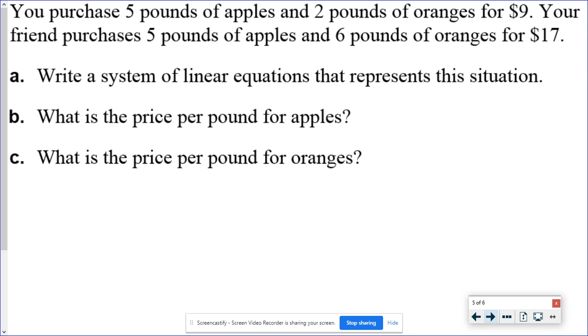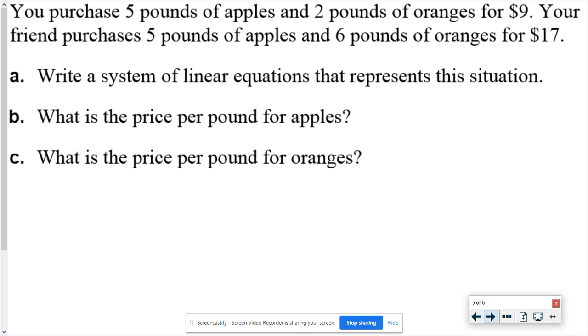Here's our last problem. In our next lesson, we are going to be doing a whole lesson on story problems, but I thought we could get a little bit of a preview here. You purchase 5 pounds of apples and 2 pounds of oranges for $9. Your friend buys 5 pounds of apples and 6 pounds of oranges for $17. I want to write an equation to represent this, and then we want to figure out how much the apples are and how much the oranges are.